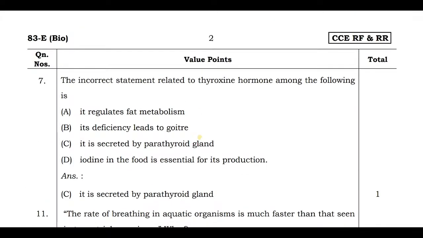The incorrect statement related to thyroxine hormone among the following: it regulates fat metabolism. Yes, it's correct. Its deficiency leads to goiter. Yes, it's correct. It's secreted by the parathyroid gland. No, it is secreted by the thyroid gland. This is also correct. The incorrect statement is option C.